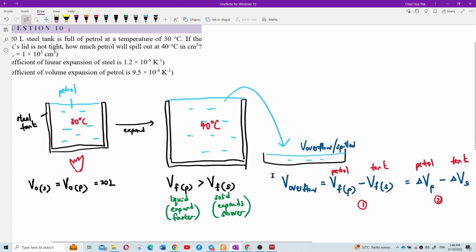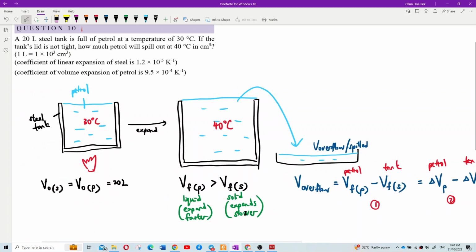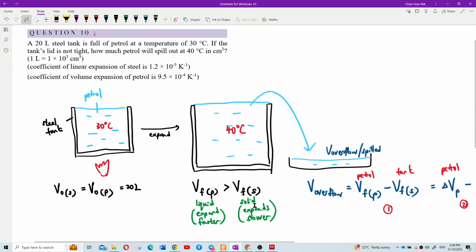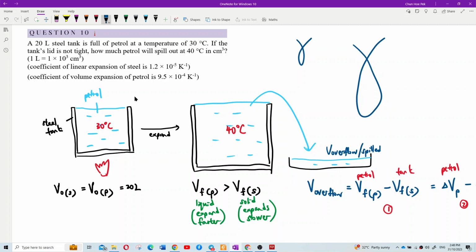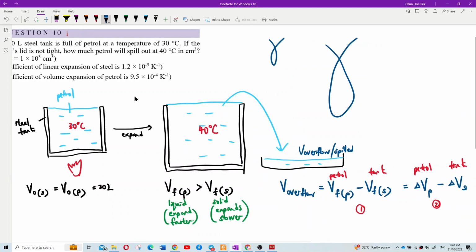I always say that liquid expands faster than solid. Is there a proof, class? What is the proof to show it? Look at the gamma, class. Gamma. What is this? This is a fish. No, it's not a fish. It's gamma. Understand, class? This is gamma.